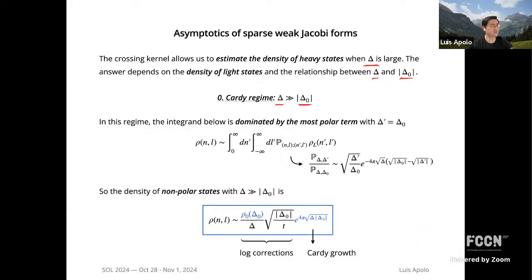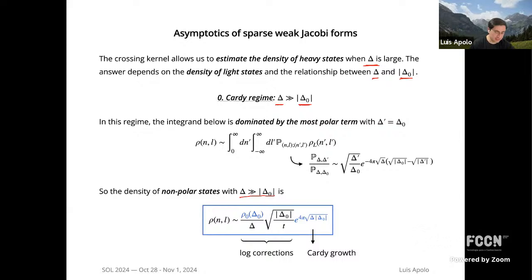And in this case, it turns out that the integrand down here is dominated by the most polar term, by the ground state in the weak Jacobi form. This follows from the fact that the crossing kernel of any other state is exponentially suppressed with respect to the ground state. So in this case, the density of nonpolar states in this Cardy regime is given by this formula.